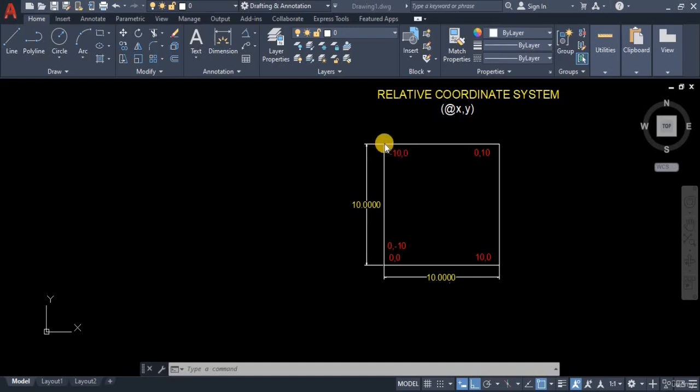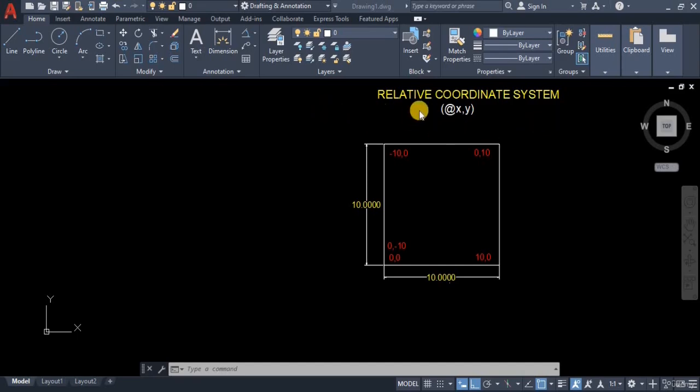Then as we move from this point back to the origin, it is no longer going to be 0, 0. It is going to be 0, negative 10. Why is it so? Because we are moving in the negative y direction, and the distance is 10, so it is going to be negative 10. But we are not moving in the x direction. That is why the x coordinate here is 0. So this is the difference between the relative coordinate system and the absolute coordinate system.